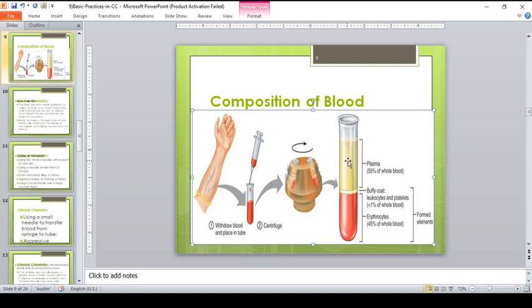So, plasma, that is the uppermost part, okay, which makes up 55% of the whole blood. And then that is followed by the buffy coat, which contains the platelets and the WBC. And then what do you call this one? What you find at the bottom of a centrifuged blood with an anticoagulant is the erythrocyte or the red blood cell. Okay?